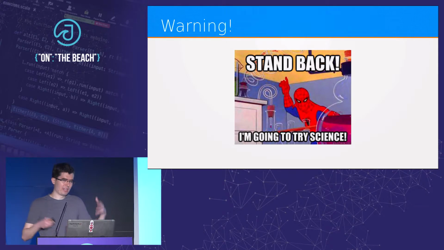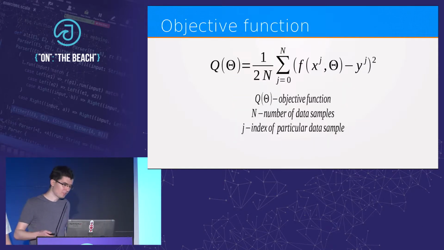Okay. So now, how to do it? Basically, we need an objective function. An objective function helps us to evaluate our model, whether it's good or bad. In our case, it will look like this, and you have to calculate this sum using points from your data set. And what's the intuition behind this formula?